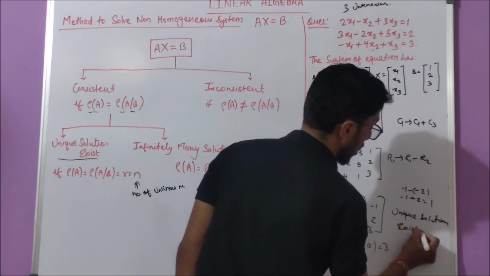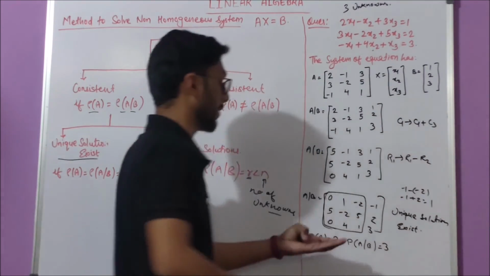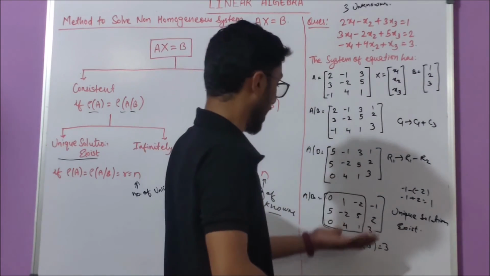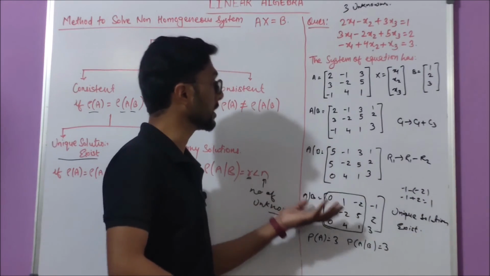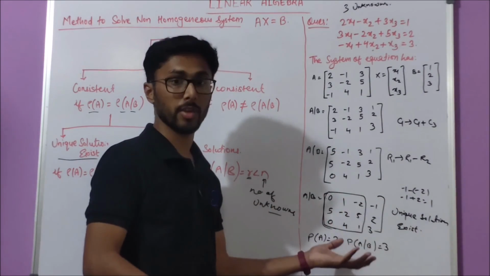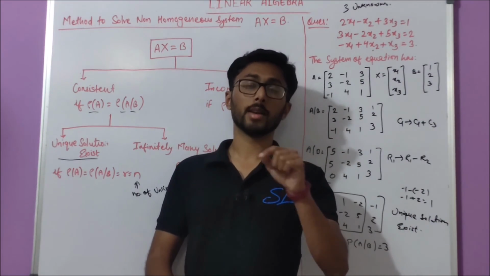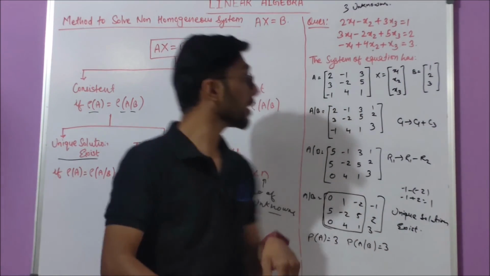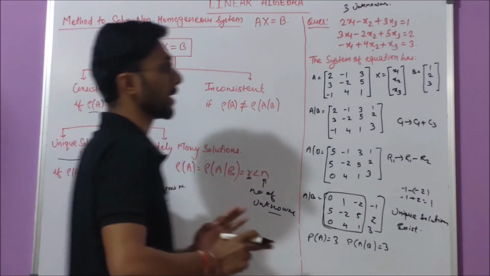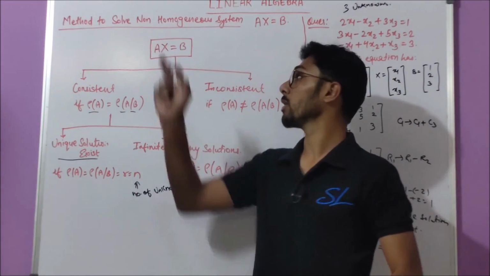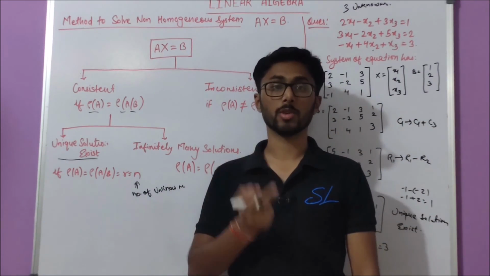So you should know how to apply operations on a matrix so that you can simplify the matrix and check its rank, or you can directly convert this matrix into row equivalent form, which we have discussed in previous videos. You can see the video in the description or in the playlist titled linear algebra. So this is how we solve a non-homogeneous system. In the next video we will see how to solve a homogeneous system.